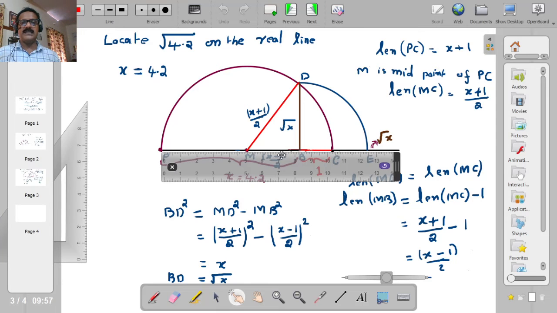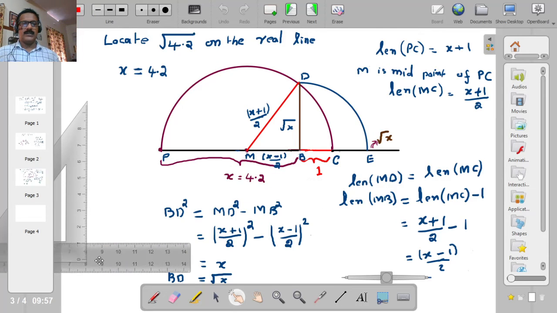So the length of PC will be 5.2 units, and its length in centimeters will be 8.4 plus 2, which is 10.4 centimeters. I think you have understood this. Now we have a line segment PC with a length of 10.4 centimeters. Since 2 centimeters is 1 unit, the length of PC is 5.2 units.